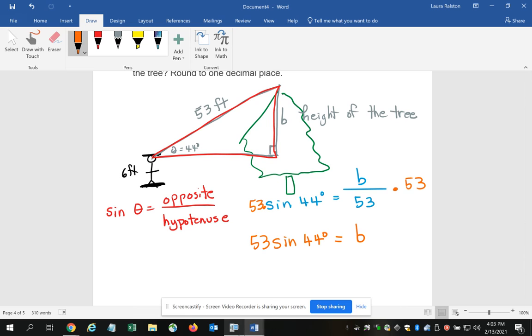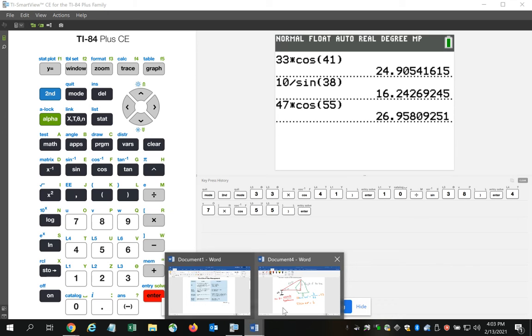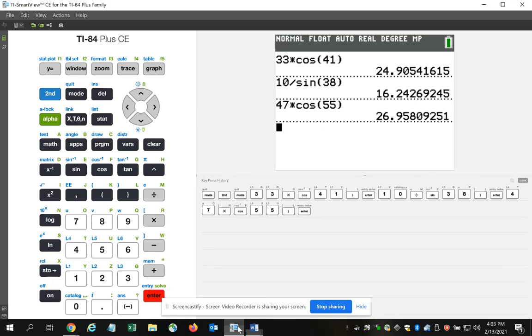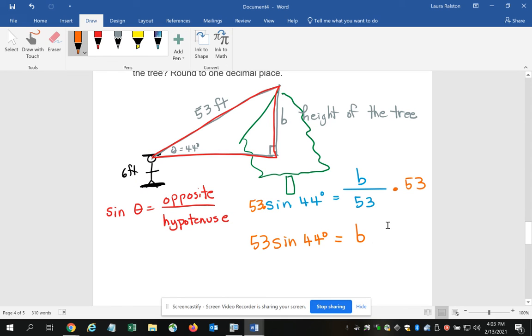Okay, so I'm going out to my calculator. I forgot what I was supposed to type. 53 times the sine of 44. Okay, so 53 times the sine of 44 degrees is 36.8. Okay, so B is 36.8. And you may think, well, that's the answer.